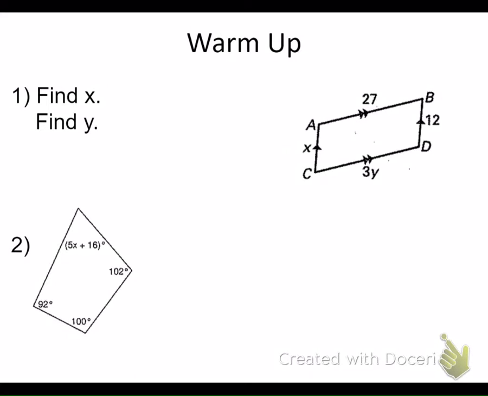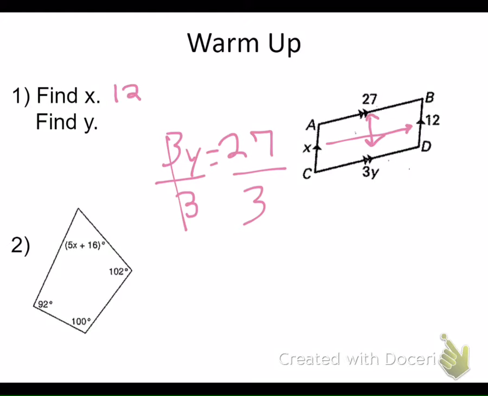Okay, number 1, find x. Opposite sides are congruent, right? So what does x equal? 12. How would we find y? Divide. So 3y equals 27. And divide by 3? So what does y equal? 9. Alright, the next one.